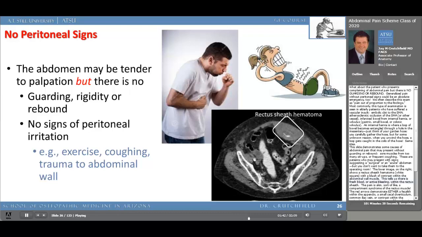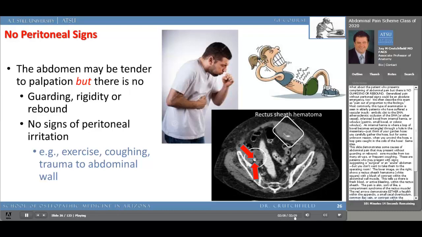The point is, would you take someone to the operating room who has abdominal pain from too many sit-ups? No, but they could present with diffuse abdominal pain with or without peritoneal signs. Abdominal pain referred to or from another area of the body can be very frustrating to work up. Several good examples come to mind.